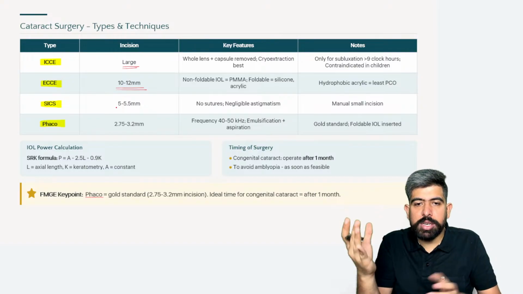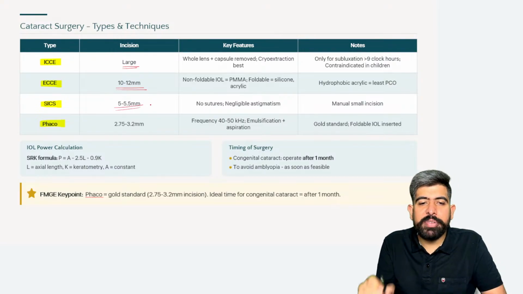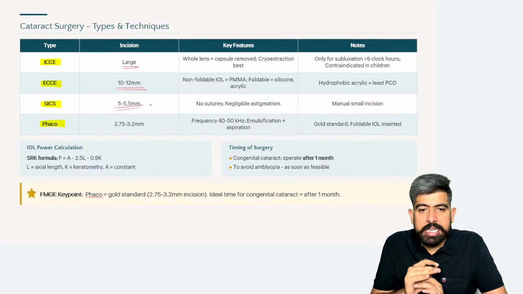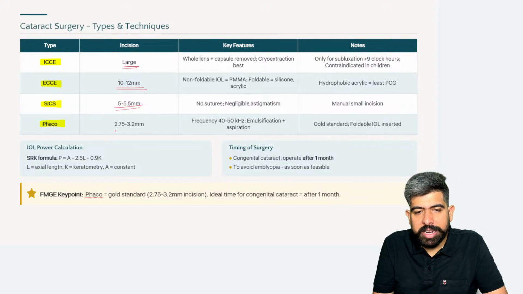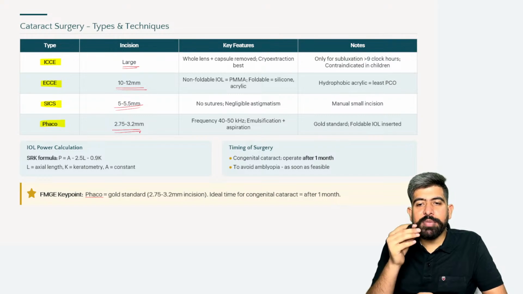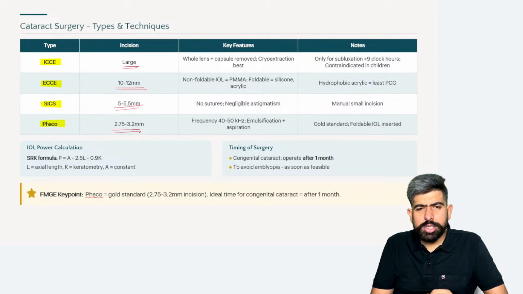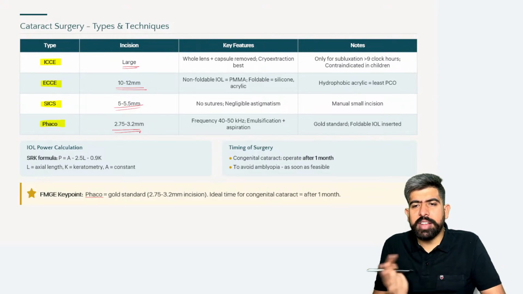Okay, so it will be smaller than extracapsular, right? Yes, so it has 5 to 5.5 mm, and the least will be in phaco, just 2.75 to 3.2 mm, right? We say phaco is a sutureless surgery. SICS is also sutureless. Please remember, in SICS also we are not giving a suture.